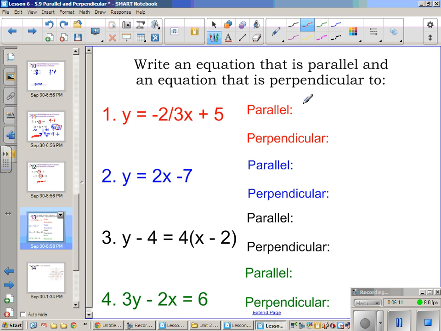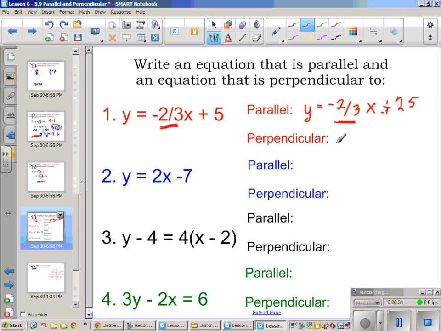So to write a parallel equation, you would just have to have the same slope. So that's an example. All I did was change the y-intercept. This would be an example. Change the y-intercept. So all I'm looking for when I ask you to write a parallel equation is that it's got the same slope. The y-intercept has to be different.